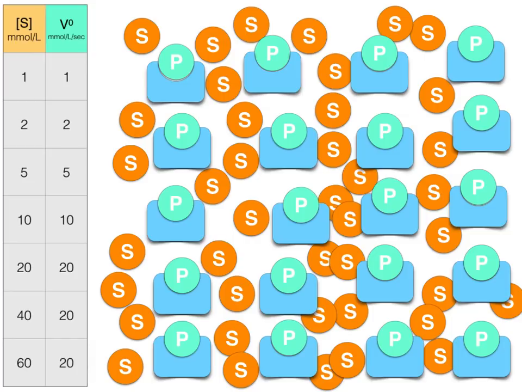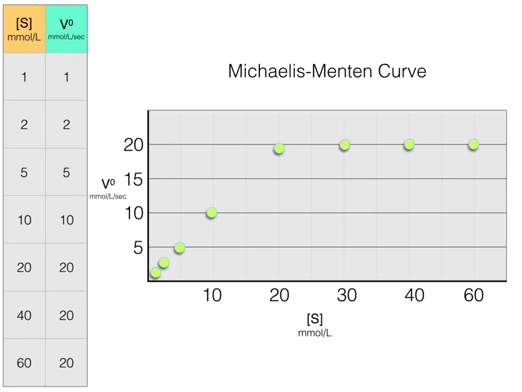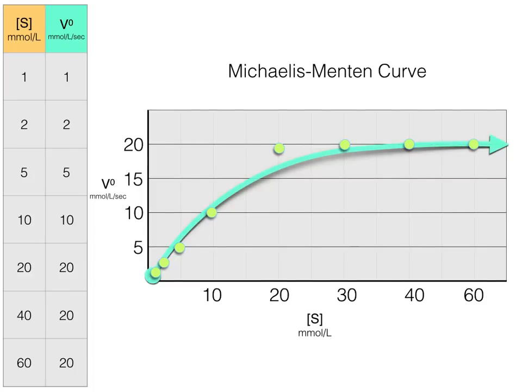So if we're going to plot our result, initially, when the substrate concentration is very low, it's a straight line going up. Whereas when the substrate concentration is very high, it's a flat line. So the best curve that fits this particular trend is a hyperbolic curve.